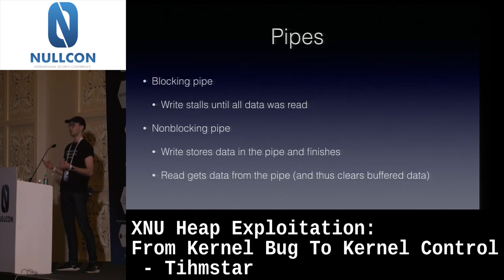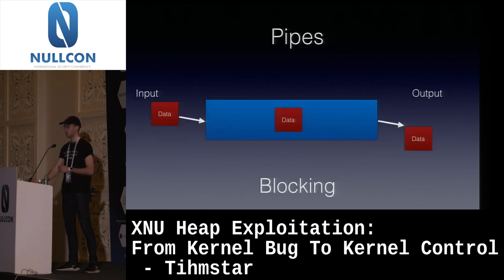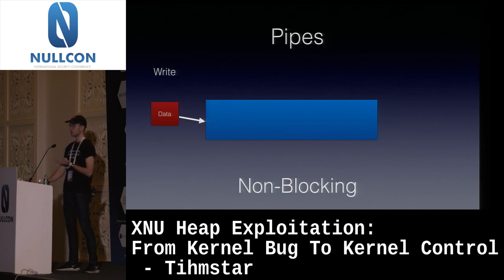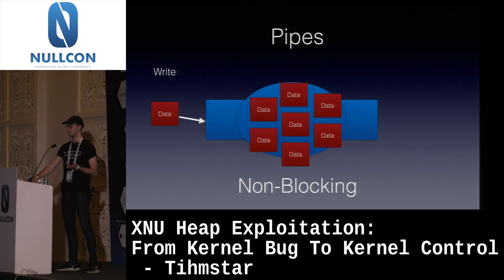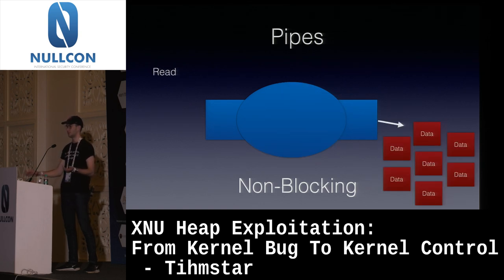And then you have two types of pipes. You have the blocking pipe, like the default one: the write call stalls until you read the data. And you have the non-blocking pipes: the write finishes and stores the data in the pipe, and then you can later read it back. Blocking, the read just goes through. Non-blocking, you write, it's in there. You write more data, then you idle. It's still there, and then you can read it.